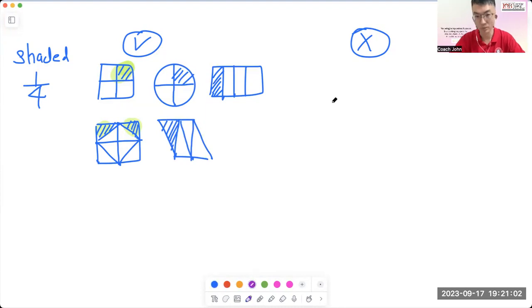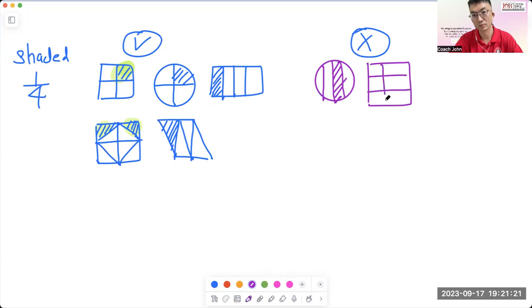Okay, what is wrong can be something like that. Then like that. So this is shaded. This is wrong, eh? Or they ask you to count the squares within the square. Or like that.